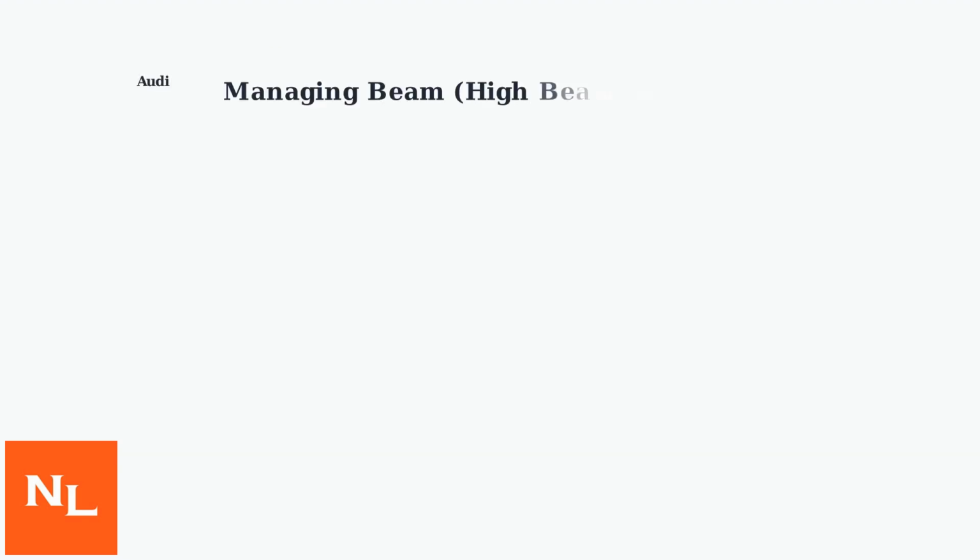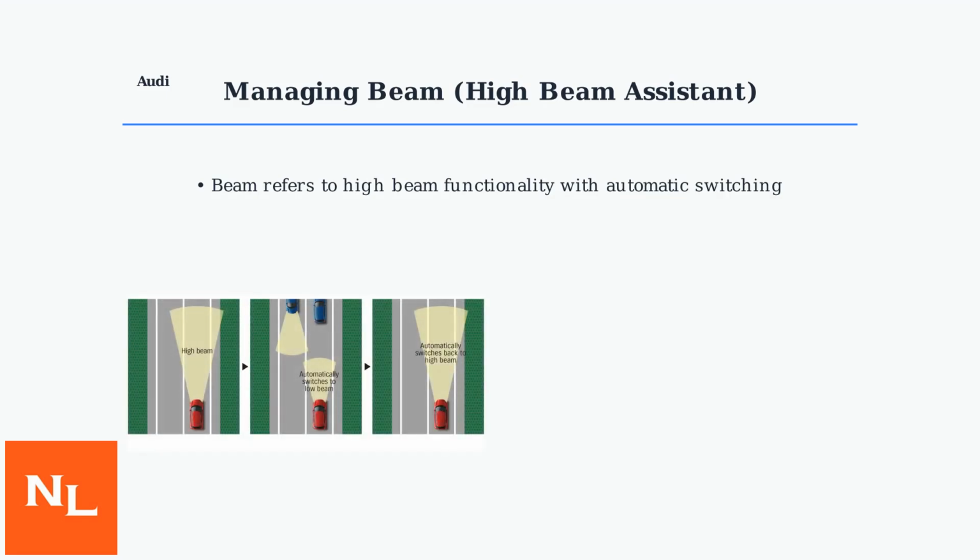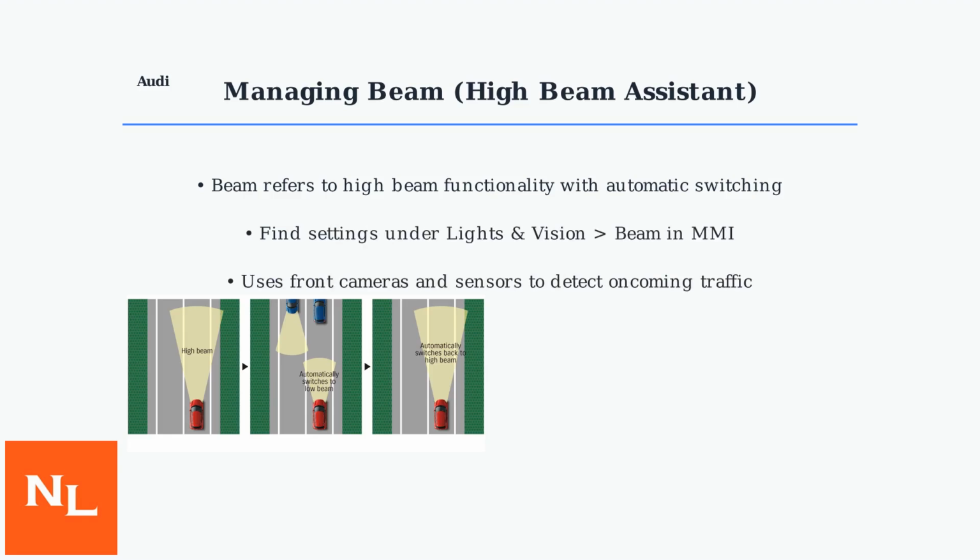Beam refers to the high beam functionality, including automatic switching between low and high beams based on traffic detection via front cameras. Find the settings under Lights and Vision Beam in the MMI touchscreen. The system uses infrared sensors and cameras for real-time adjustment, detecting oncoming traffic automatically.